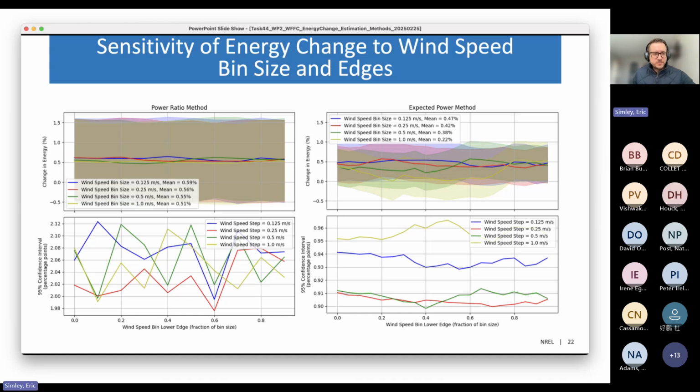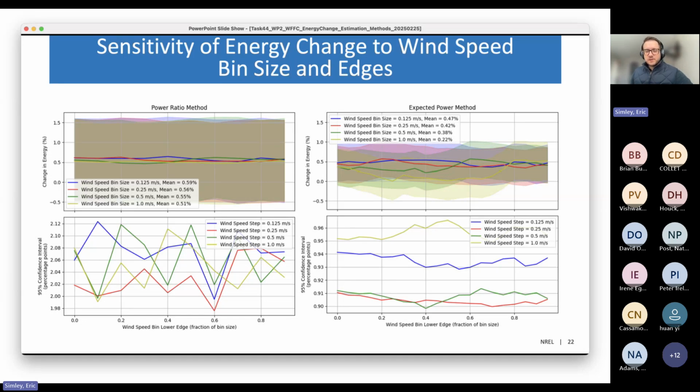Okay, so the bottom row, then the bottom plot, this is just comparing the confidence intervals for the different wind speed bin sizes and bin edge positions. So one thing we noticed here is with the power ratio method, that total change in energy is somewhat sensitive to the bin size, but all the total change in energy, they're all pretty similar, a little over 0.5%, regardless of where the bin edges are located and what the bin size is.